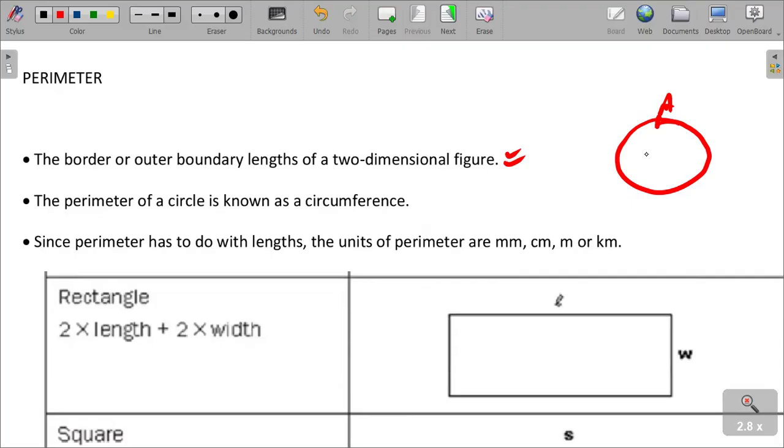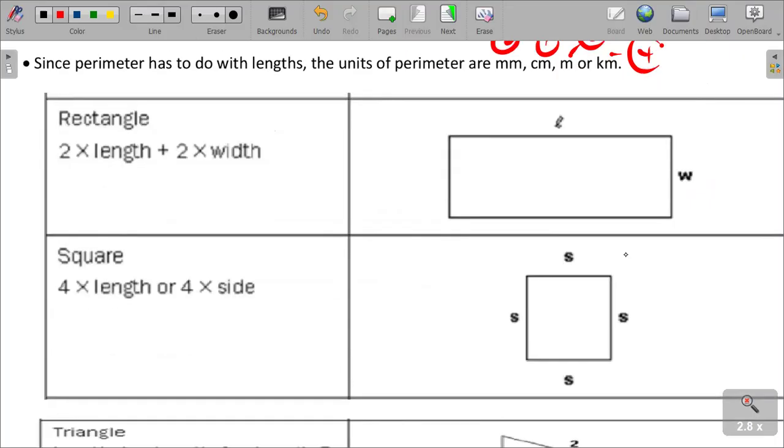Since perimeter has to do with length, the units of perimeter are given in terms of what? Millimeters. They can be in centimeters. They can be in meters. They can be in kilometers. So perimeter is measured in units as given in the example. We have different shapes whose perimeter we calculate.